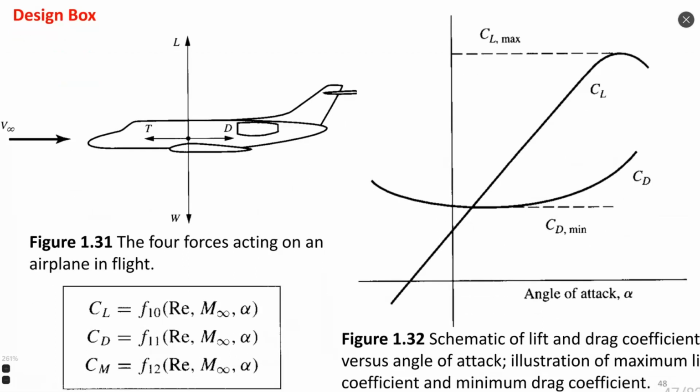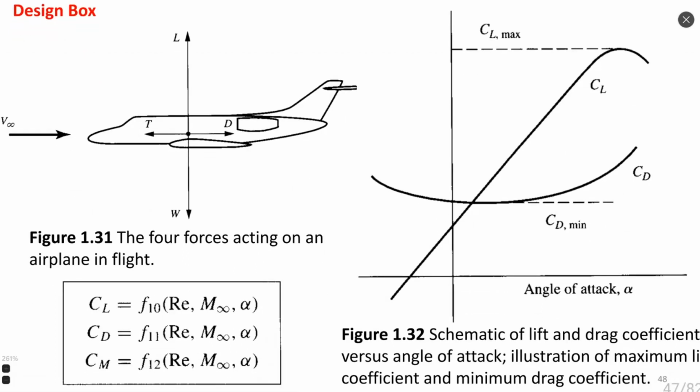So as we see, as a result of application of the Buckingham Pi theorem, we can find any aerodynamic coefficient, such as lift coefficient, drag coefficient, or moment coefficient, as a function of 3 independent parameters: Reynolds number, Mach number, and angle of attack. Typically, aerodynamic coefficients as a function of angle of attack are represented in figure 132.